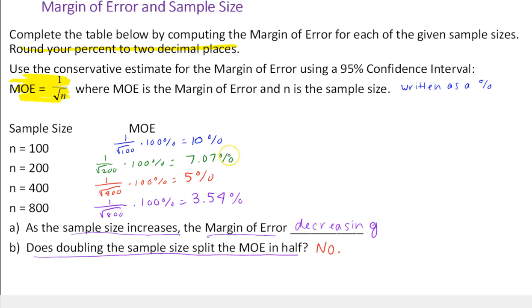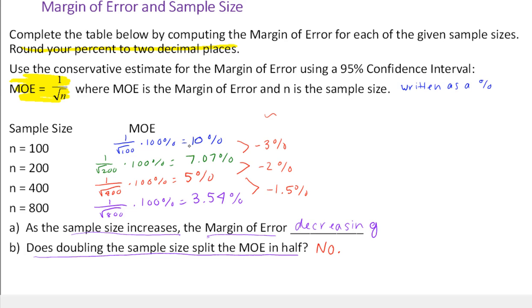But let's just look at this for another second. This is a decrease of about 3% from 10 to 7.07. When we go from 7 to 5, that goes down by about 2%. And from 5% to 3.54 goes down by about 1.5%. Those are all approximate, and in each case we had the sample size doubling. Notice 5% is half of 10%. We had to have a sample size that was 4 times as large to get that result.